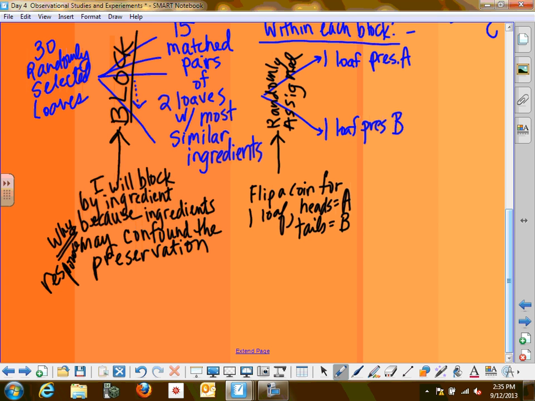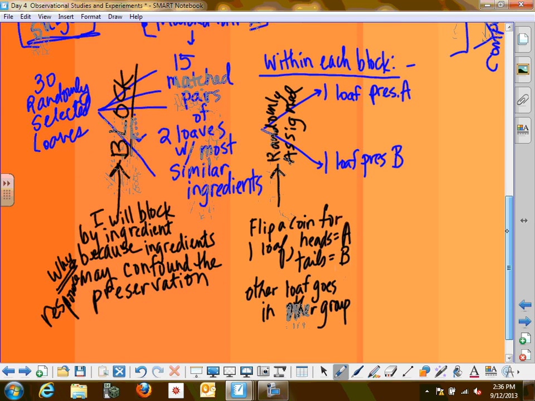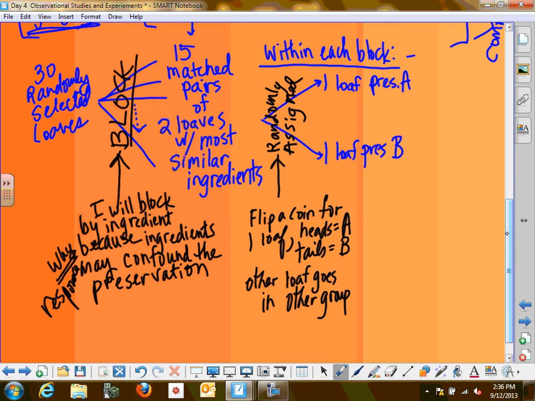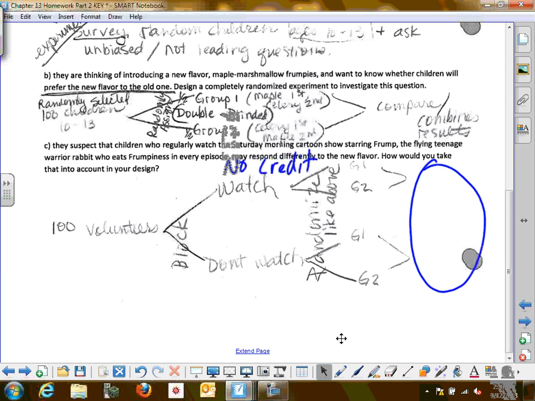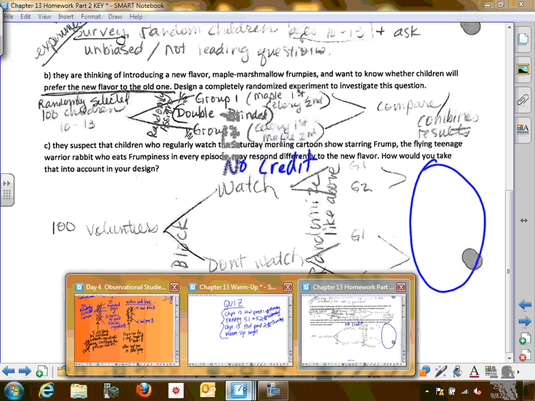Don't leave the other one hanging. Where does it go? Other loaf goes in other group. I don't know if that's explanatory enough, but I'm saying one of them's going to go in A or B, and the other one that's left is going to go in whichever one it did pick. Okay. Do you see all this stuff that's written? Something that looks like this is not acceptable. Okay, that's what I'm saying.